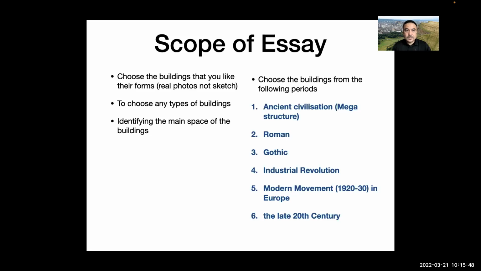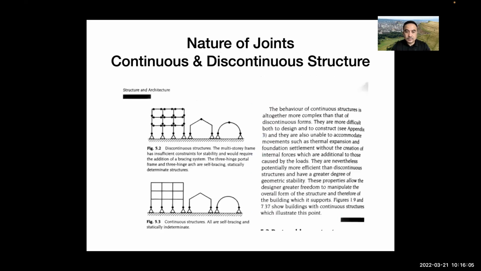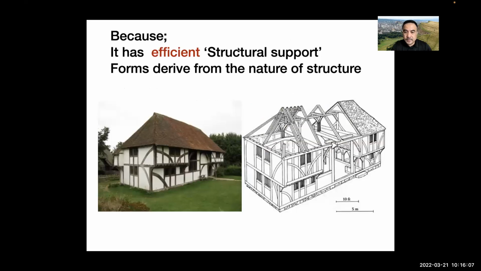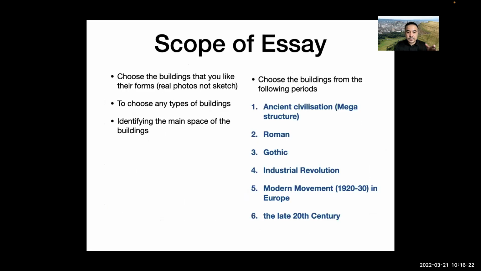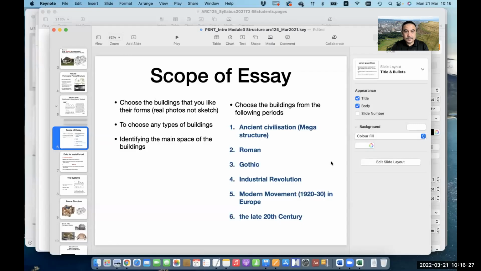When you choose the building, you think of the system that you can compare. You think of the material that you can compare. And when you compare, I want you to identify the main space of the building. Like in a house, maybe the main space is the bedroom, or the common room in the middle here. What is the form of the space and how did they build it? The structure that relates to that space.